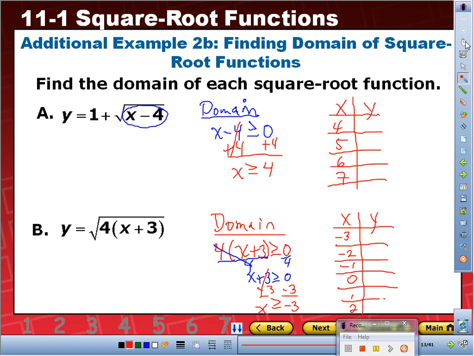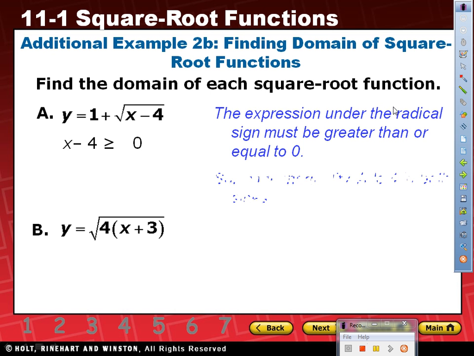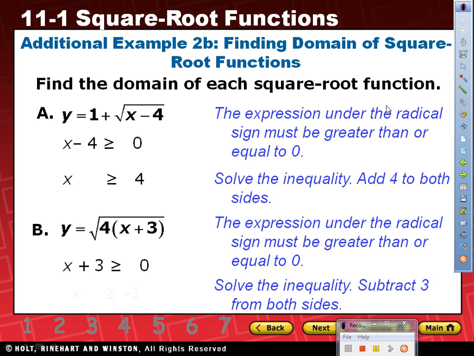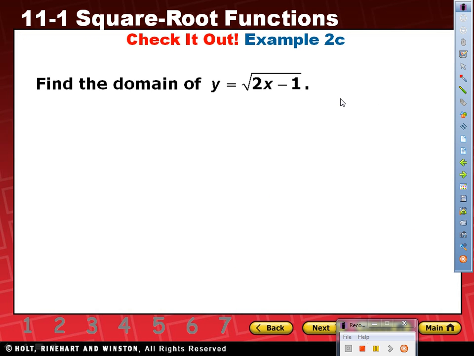All right. Let's do another one. Copy this one down, please. You do this one. Find the domain of y equals square root of 2x minus 1. Copy that, and find me the domain, please. You have 30 seconds.